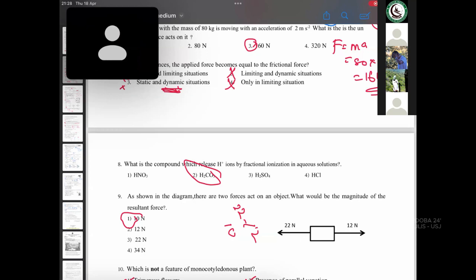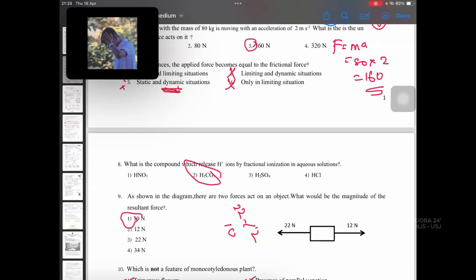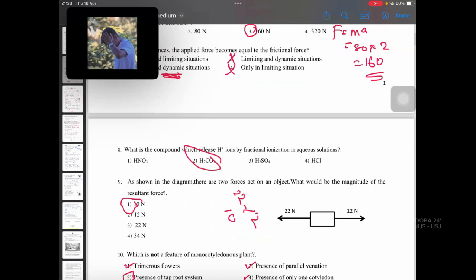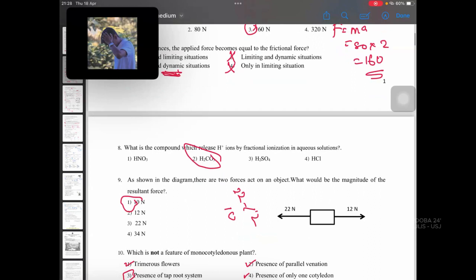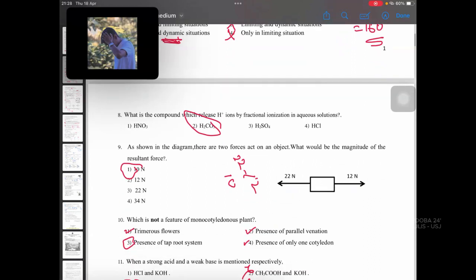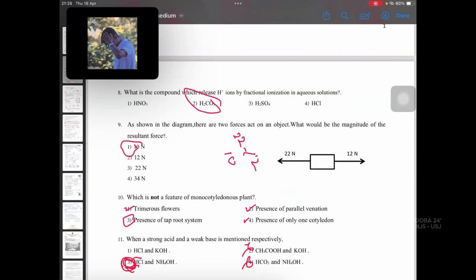Yes, tell. How to check weak and strong acid? You need to know the list. There is no way you can check. According to your syllabus, the strong acids are HCl, H2SO4, HNO3, only those 3.